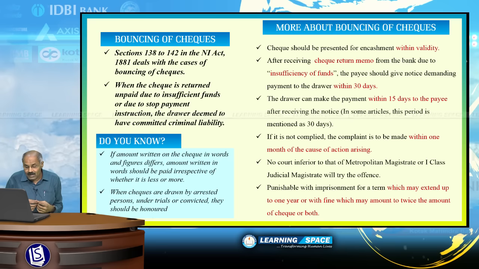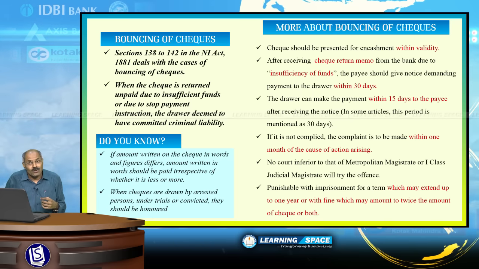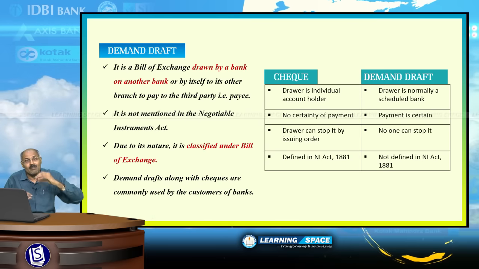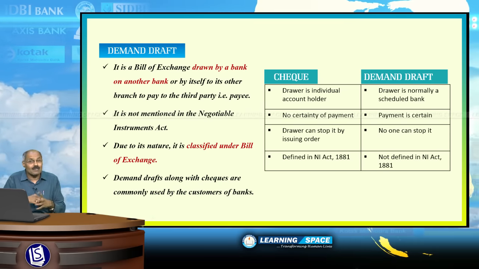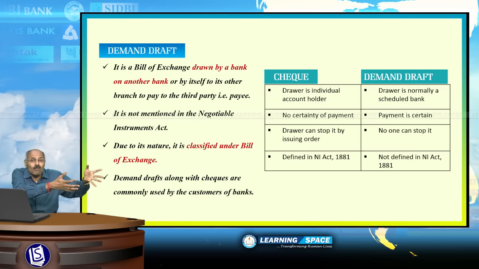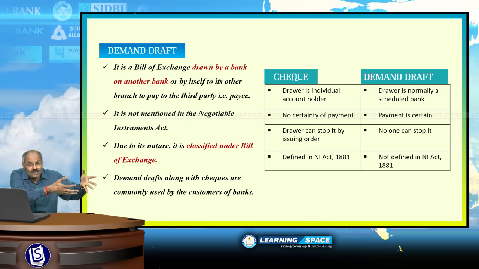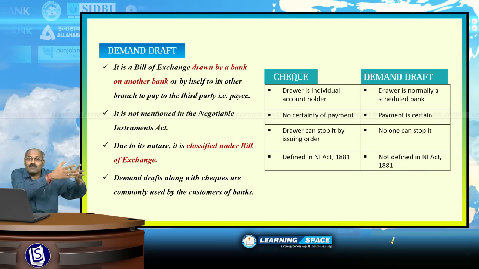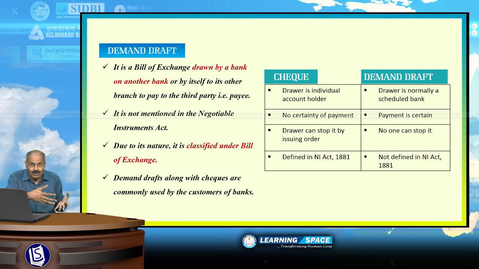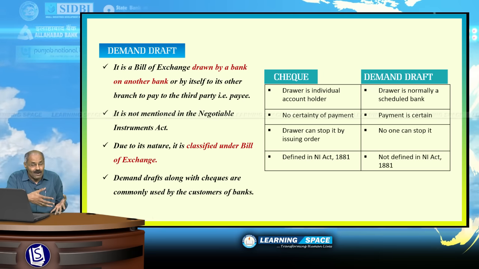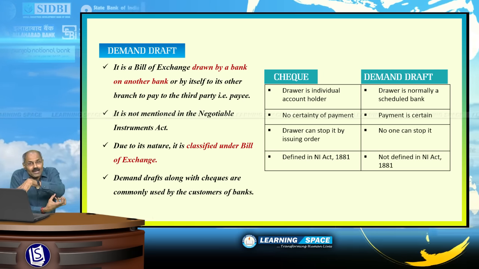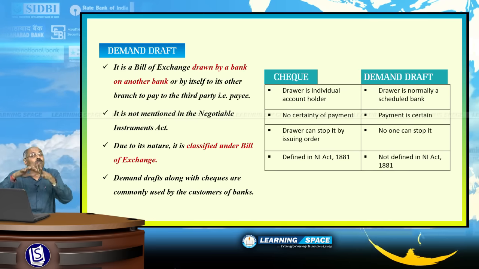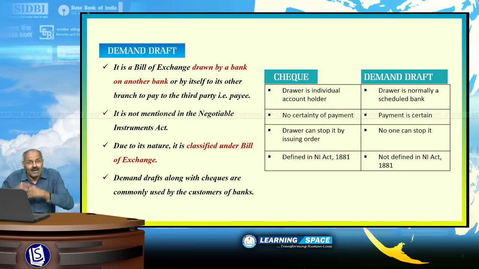This is all about checks, and now look at the difference between a demand draft and a check. We have already discussed demand drafts. A demand draft is just akin to a bill of exchange, and we discussed various features of demand drafts in the previous class. A demand draft is nothing but an order given by one bank to another bank to pay the payee. But what are the main differences between a check and a demand draft?